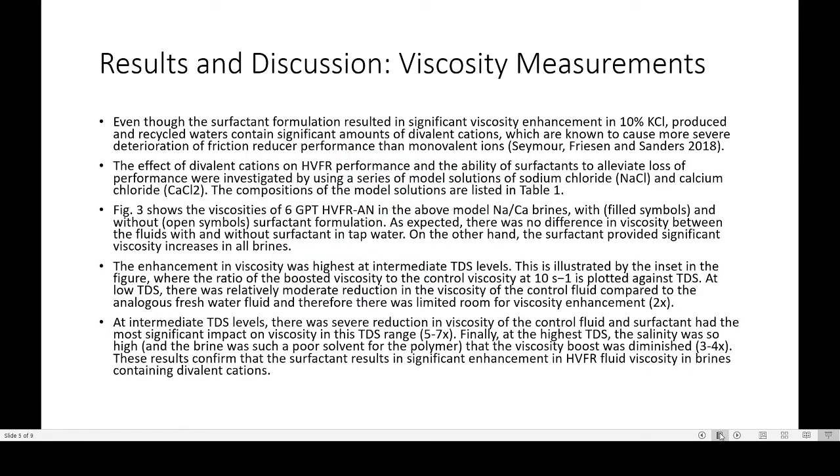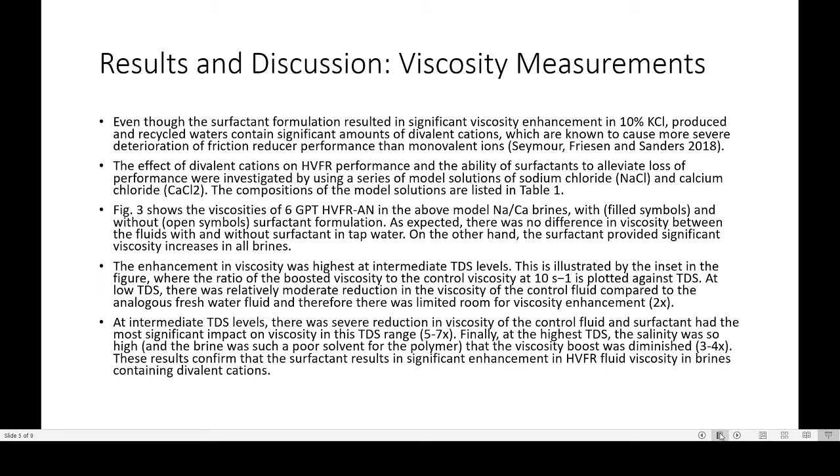Now I'll talk more about Table 1 and Figure 3, which are on the next slides. So even though the surfactant formulation resulted in significant viscosity enhancement at 10% KCl, produced and recycled waters contain a significant amount of divalent cations, which are known to cause more severe deterioration of friction reducer performance than monovalent ions.